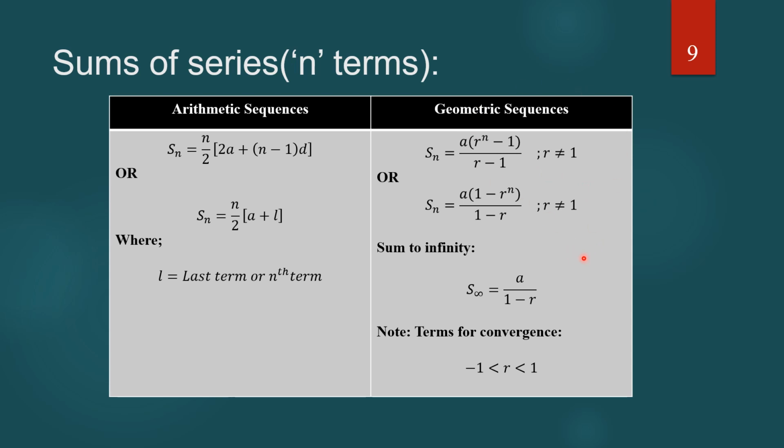Also there is a sum to infinity, which is expressed by the expression shown on the pointer. And we must also note that the condition for convergence is any value of r that is less than 1 but greater than -1. We will also try to show what we mean by that graphically during our next episode.